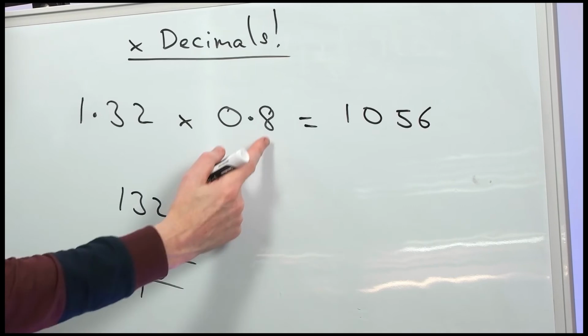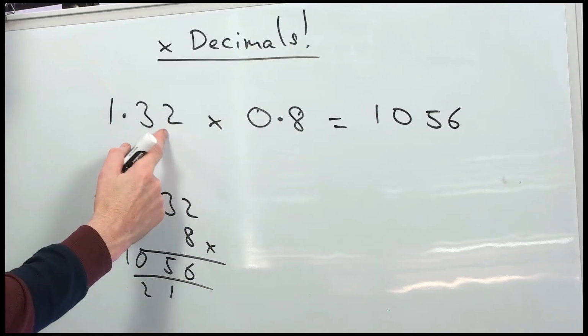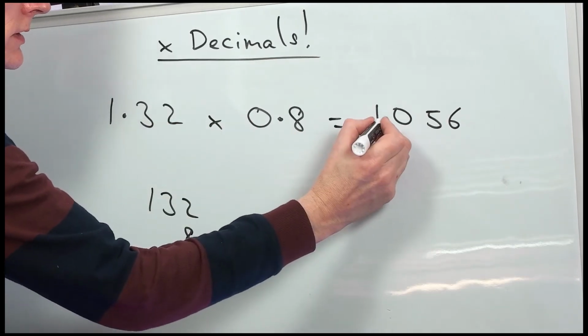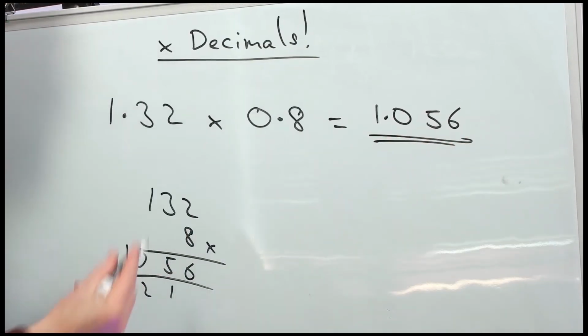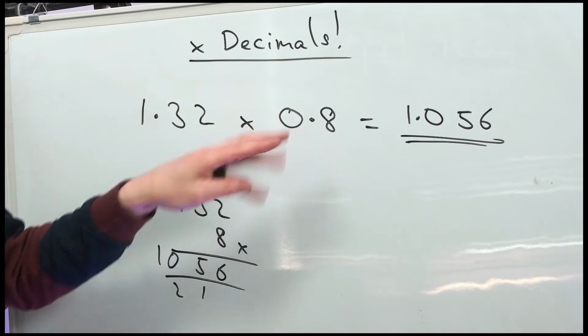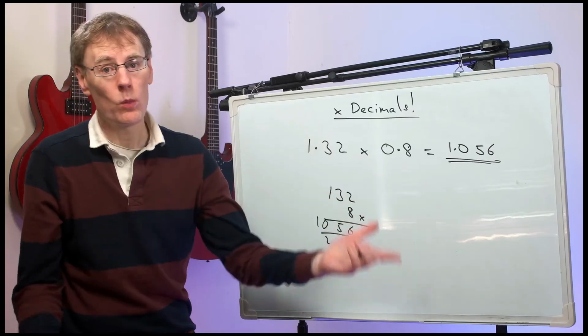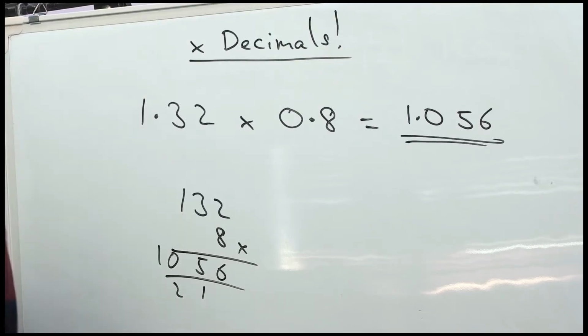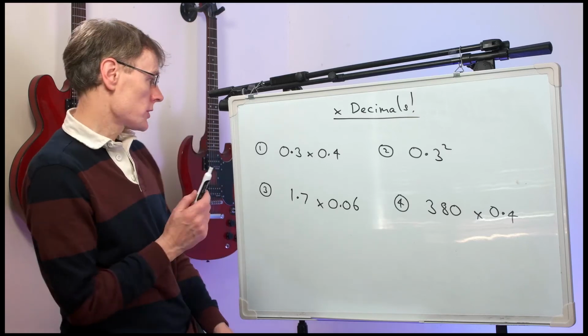1056 is much too big. We need to divide by 10, 100, 1,000. So it is 1.056. Does that sound about right? 1 and a bit times, or a bit less than 1, comes to about 1. It's about right.